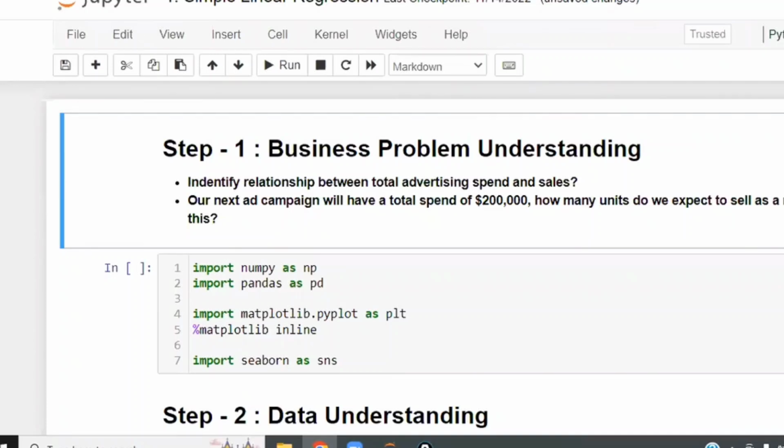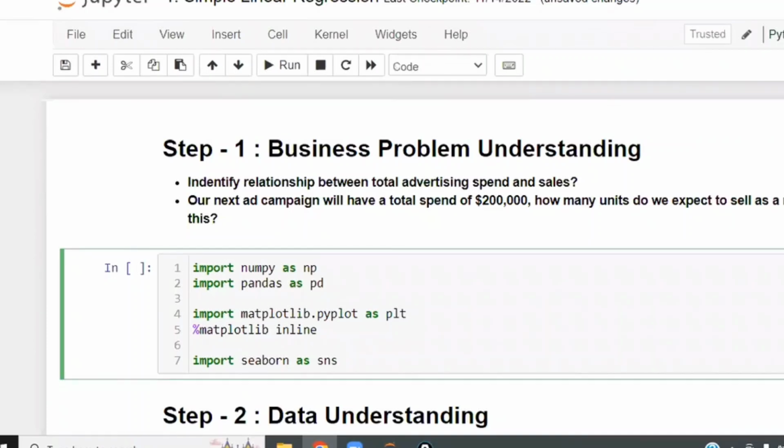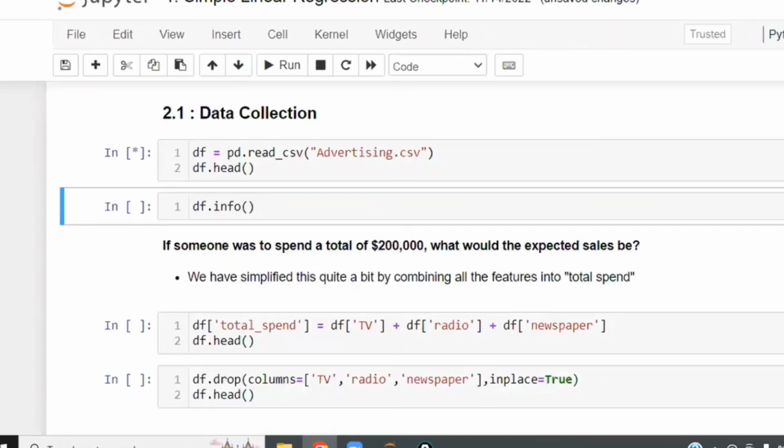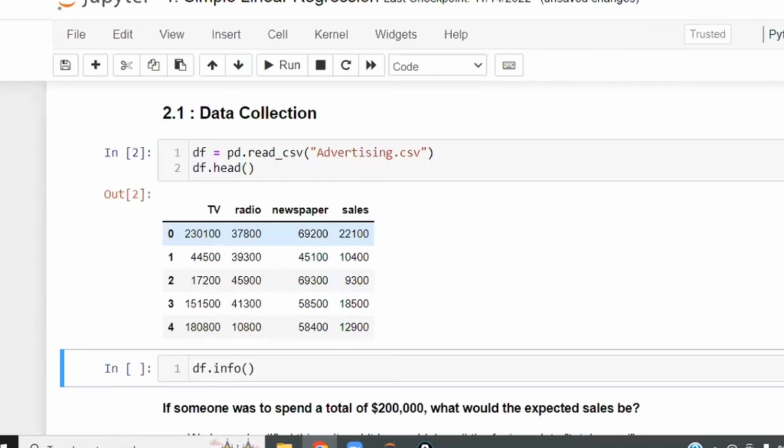For that, first we have to load the data and understand the data. So here I have TV, radio, newspaper, and sales. They have spent some amount on TV, some amount on radio, and some amount on newspaper, and these are the sales they have got. Not expected, already sales.